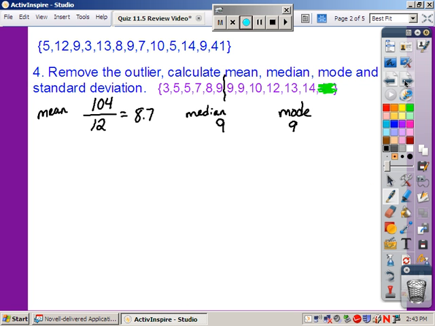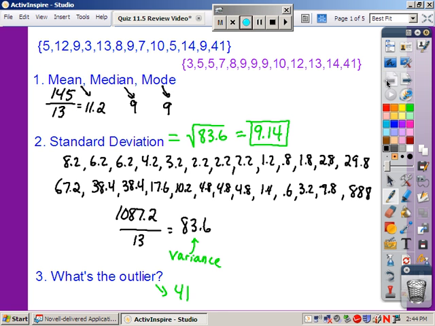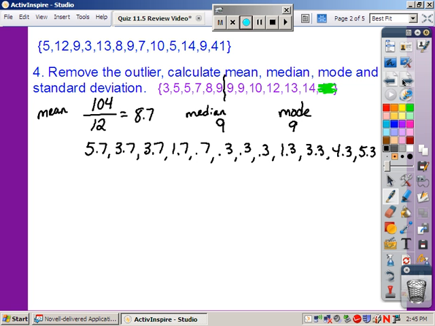So let's take a minute and figure out the difference between each one of these points and the new mean. Okay, those are all the differences now. If you look at those compared to what we had before, we have a lot of numbers that are a lot closer than they were before. We don't have any that's nearly as far off as that 29.8 was. So we go back to this.